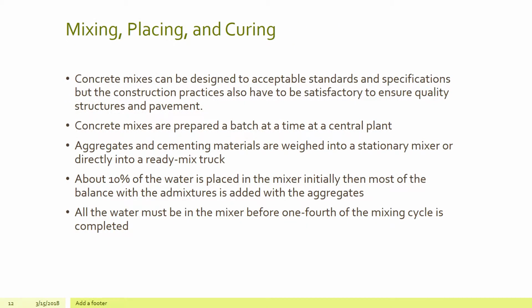Let's move on and take a look at the mixing, placing, and curing of a concrete pour. Concrete mixes can be designed to acceptable standards and specifications, but the construction practices also have to be satisfactory to ensure quality structures and pavement. Concrete mixes are prepared a batch at a time at a central plant. Aggregates and cementing materials are weighed into a stationary mixer or directly into a ready mix truck. About 10% of the water is placed in the mixer initially, then most of the balance with the admixtures to add with the aggregates. All the water must be in the mixer before 1/4 of the mixing cycle is completed.